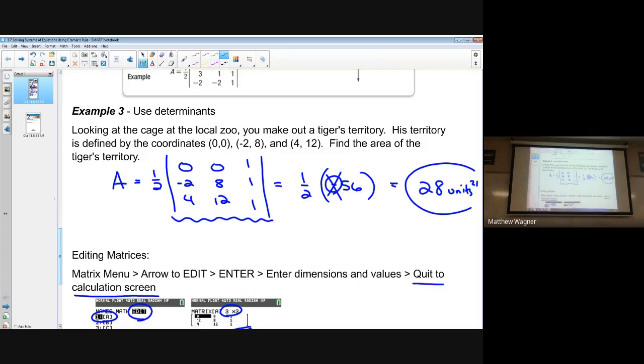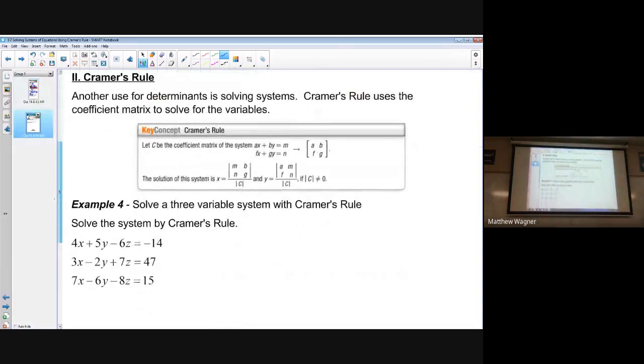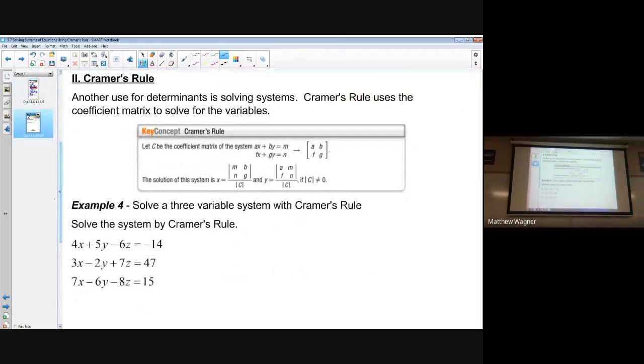So that's one application of how matrices can be useful. The second is in solving systems. All right. And this is Cramer's rule. It looks really complicated when you look at the box. Okay. But all you need to know is that's your system of equations.